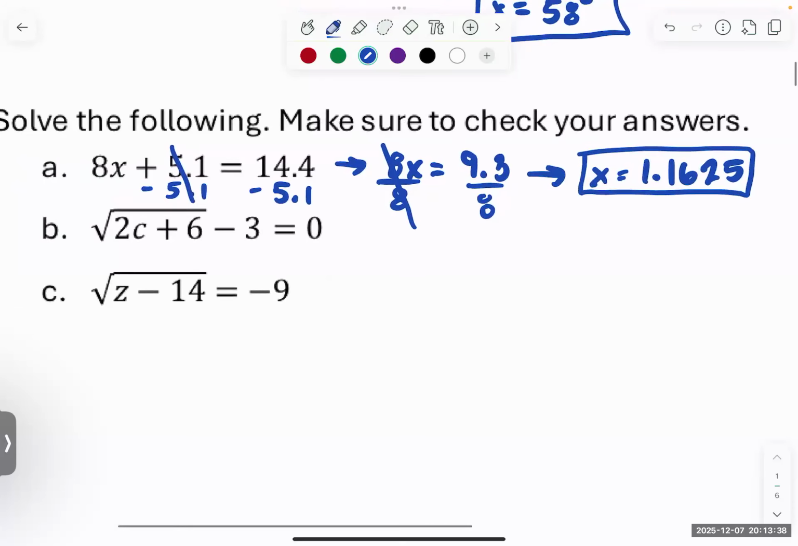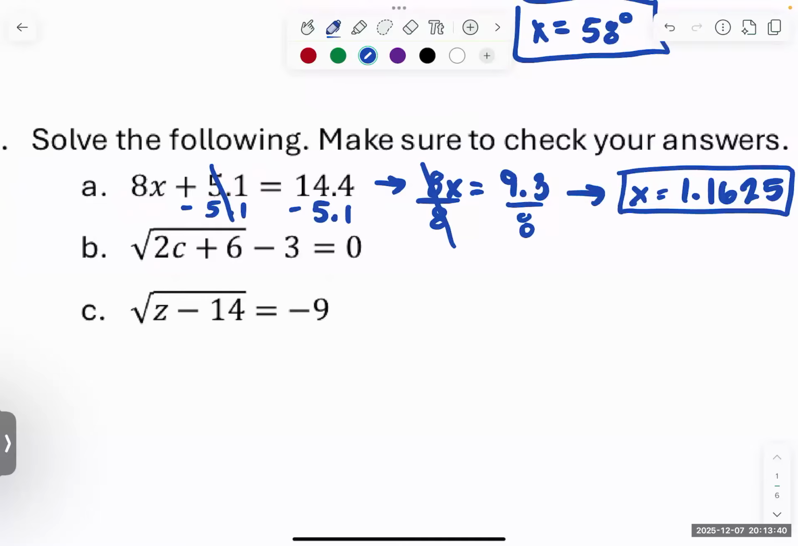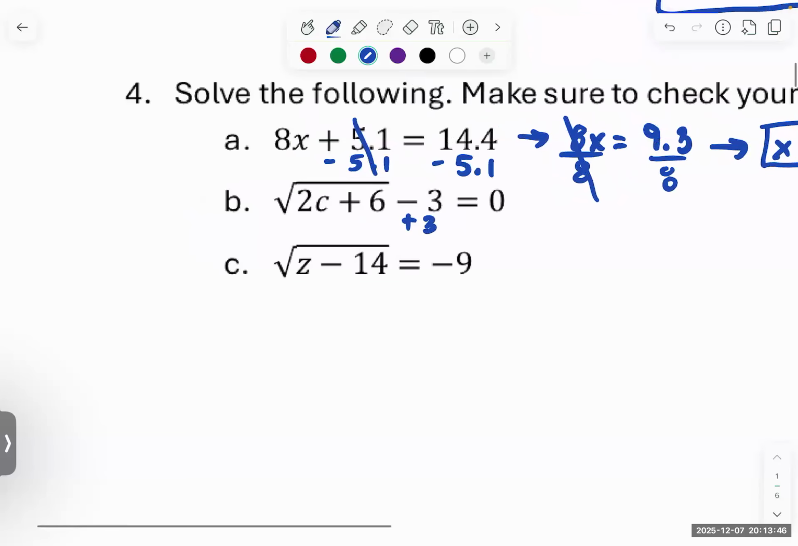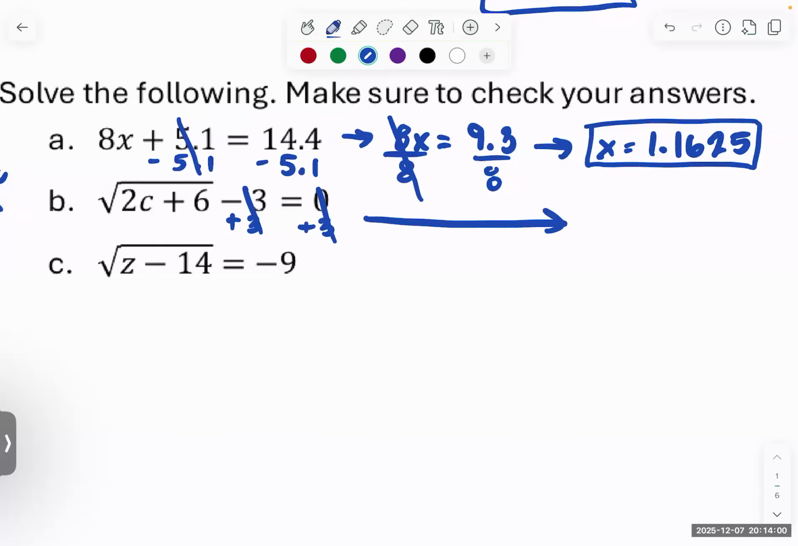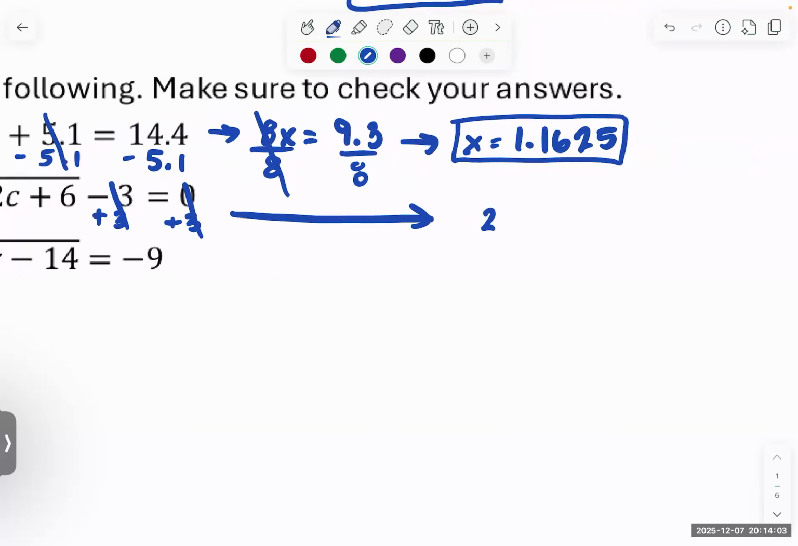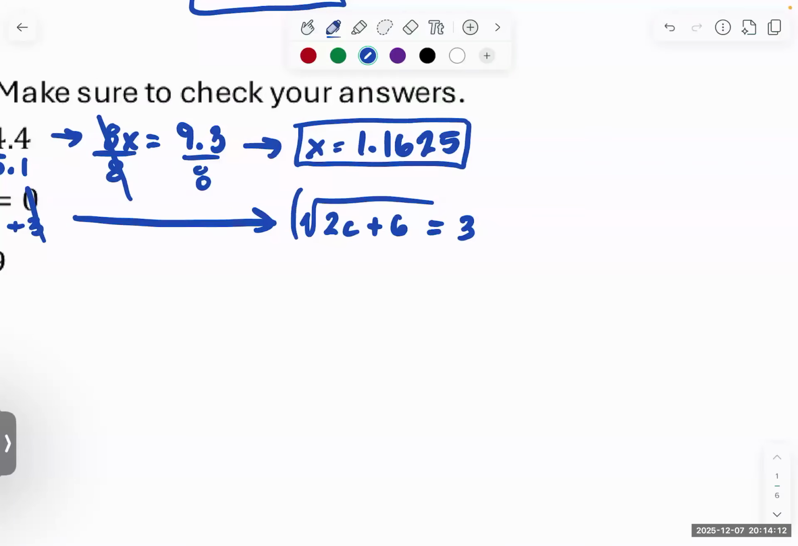And then for this one, to get c by itself, well, there's a radical in the way. You need to isolate the radical. So you're going to add 3 to both sides. And then you're going to get, I'm going to move this over, the square root of 2c plus 6 equals 3. And to get rid of that radical, you cube both sides. I mean, square both sides.